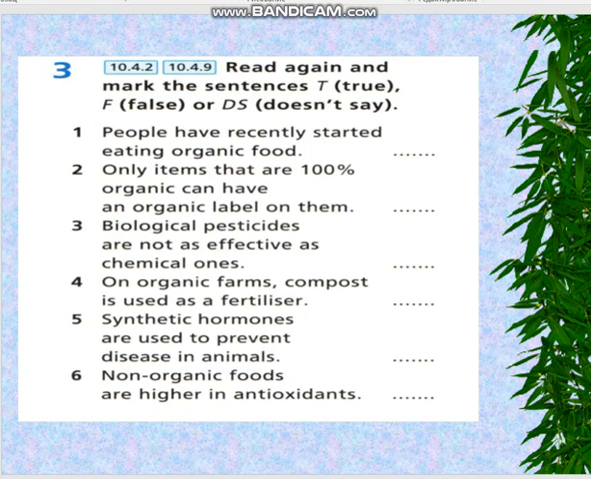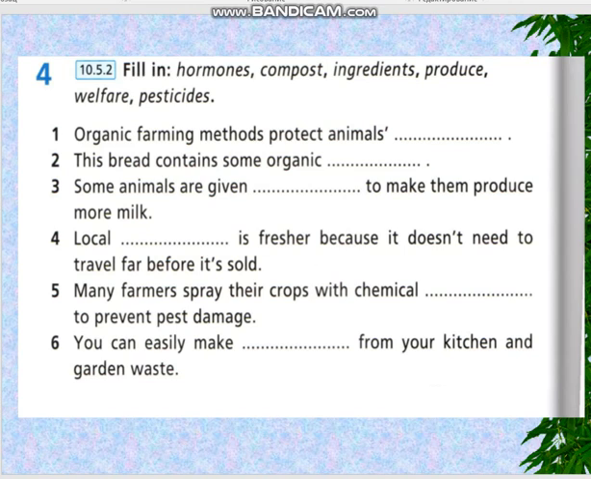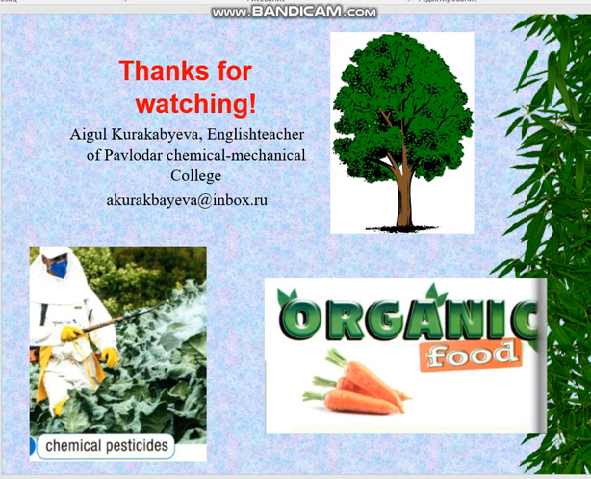And in the third exercise, you read again the text and mark the sentences true, false, or doesn't say. The information you can find in the text, Save the Environment and Eat Organic. And in the fourth exercise, you should complete the sentences with words and word combinations such as hormones, compost, ingredients, produce, welfare, pesticides.